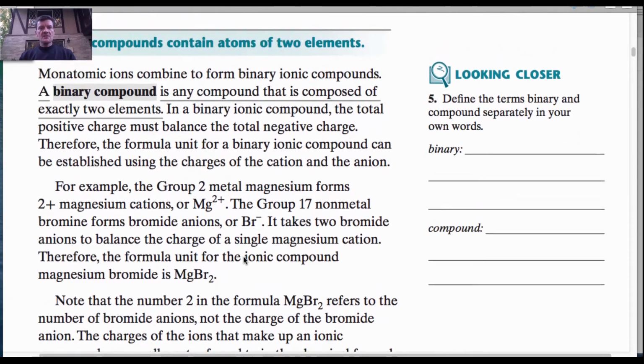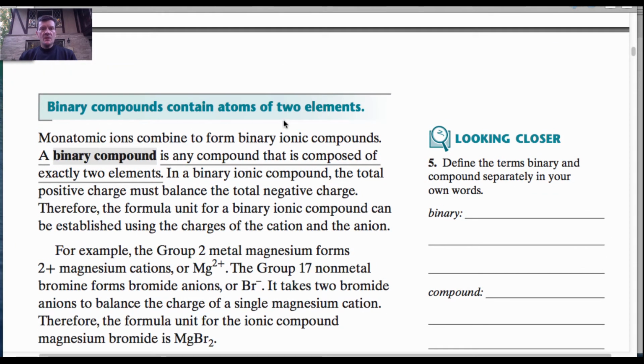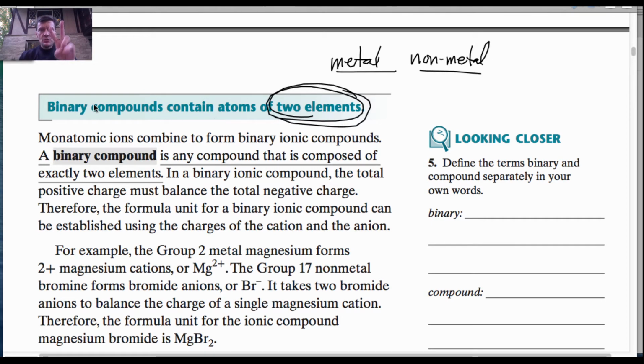Now, let's talk a little bit about how 2 elements can come together, and this is going to be a metal and a nonmetal. We're talking about ionic compounds right now, metal and nonmetal, two elements are going to come together, a binary compound, bi is two, a binary compound that has two different elements, a metal and a nonmetal. Let's talk about binary compounds and how we are going to name them and how we're going to write the formula. Okay?